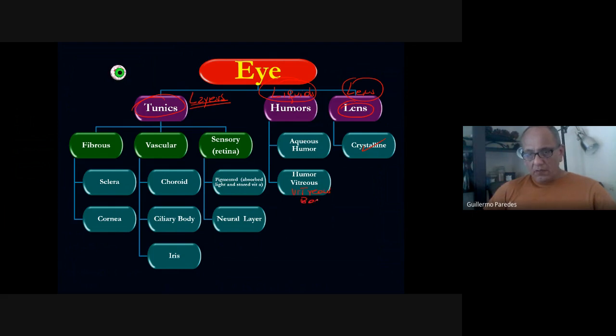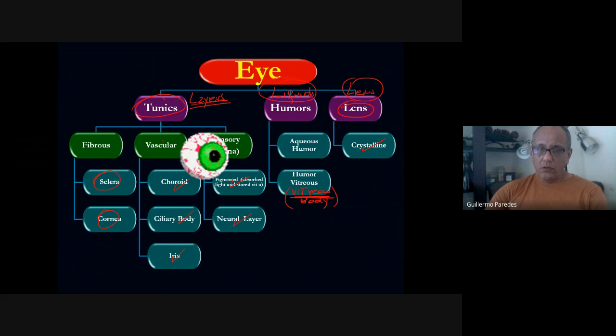I forgot to correct that. Most commonly, either way, it is humor vitreous or vitreous body. The important thing is that they contain the word vitreous. Either way is the same. Then we have the fibrous tissue that represents the sclera and the cornea. We have the vascular layer: the choroid, the ciliary body, which contains the ciliary vessels, and the iris. We have the sensory layer, with the pigmentation and the receptors, the rods and the cones, and the neural layer that is specifically the retina.